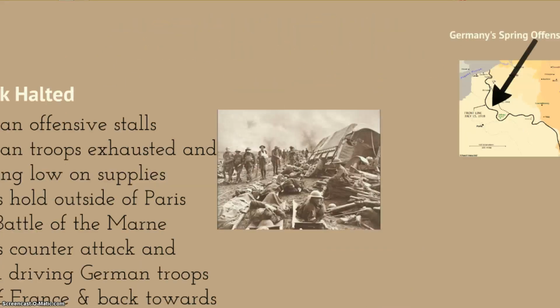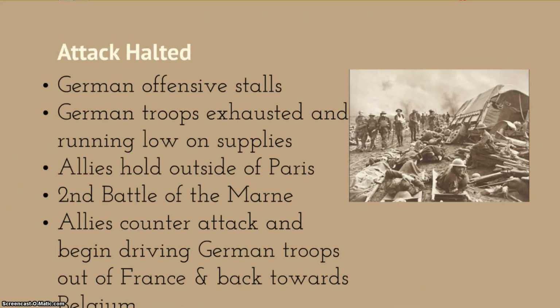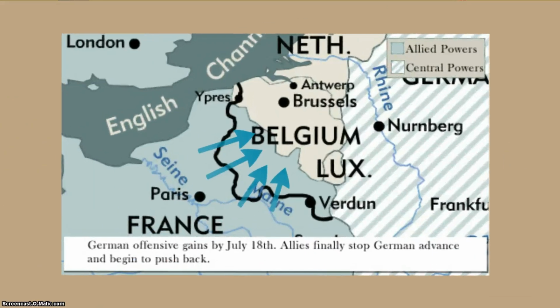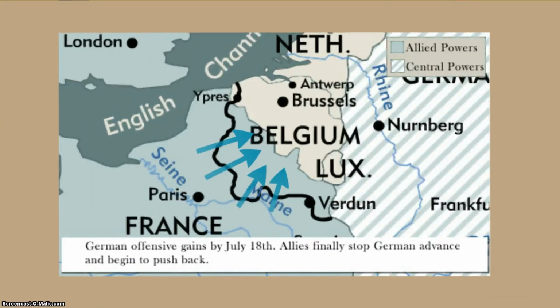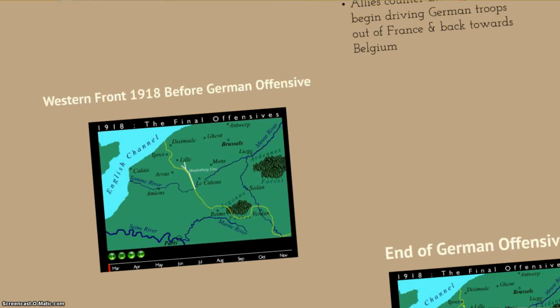Here is their spring offensive that you can see there, but their attack is halted. Their troops are exhausted, running low on supplies, and the Allies hold outside of Paris. We have the Second Battle of the Marne, and the Allies will counterattack. So you can see, here's the German offensive, and then we're going to have a counterattack.